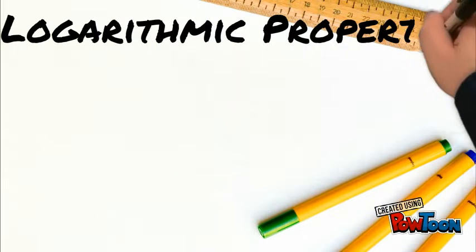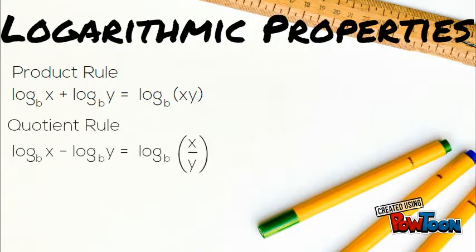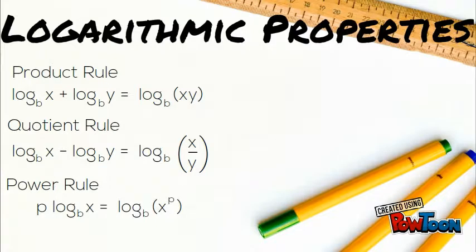Let's begin with the logarithmic properties. First, we have the product rule: log base b of x plus log base b of y equals log base b of x times y. Then we have the quotient rule: log base b of x minus log base b of y equals log base b of x over y. And finally, the power rule: p times log base b of x equals log base b of x to the power of p.